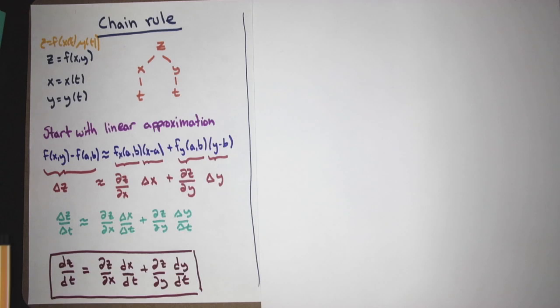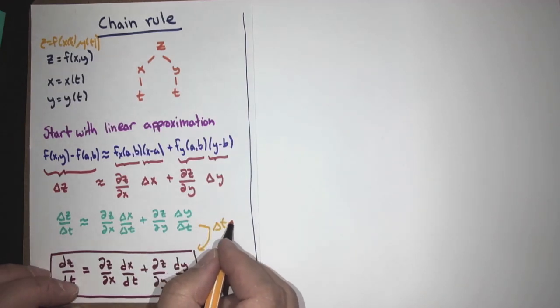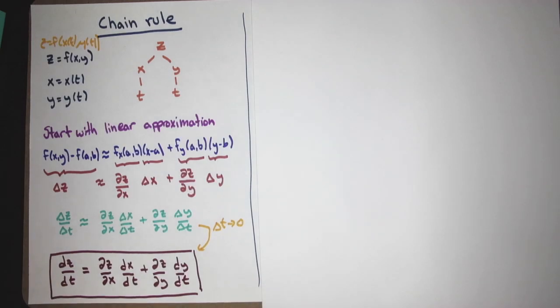Now, the idea, divide everything by change in t, and we have this expression here. And now, the last aha is as your change in t gets small, then what will happen is your discrete changes, delta z over delta t, become your instantaneous changes. It becomes your derivatives, dz dt. This approximation gets better and better, and so it becomes an equality. Similarly, delta x over delta t becomes dx dt, delta y over delta t becomes dy dt. So that we have this formula.